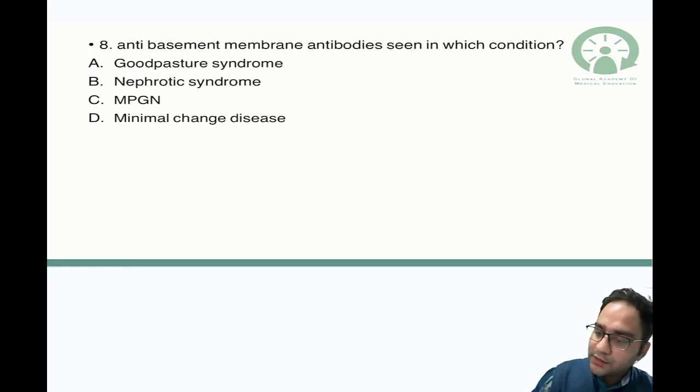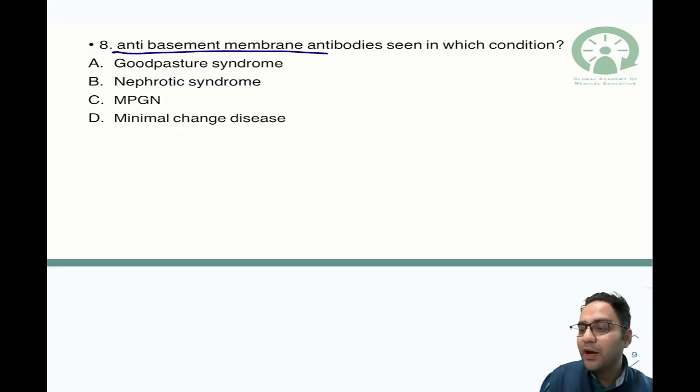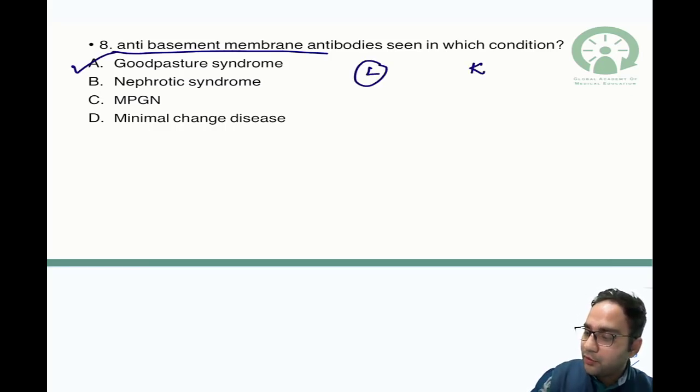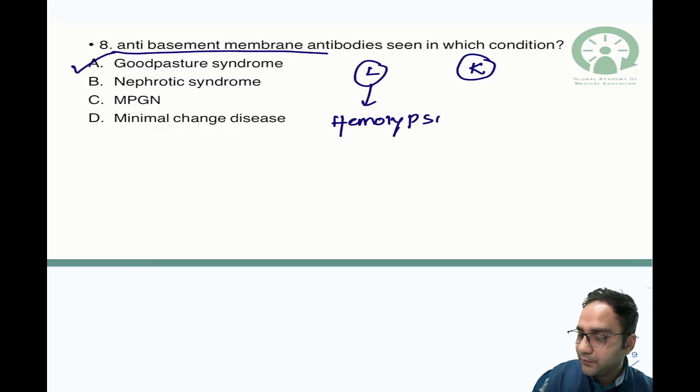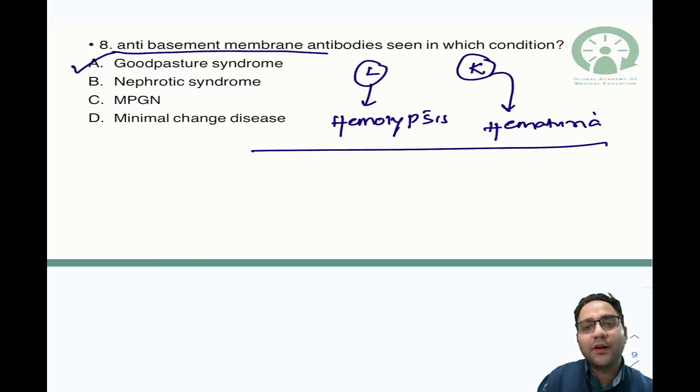Next, the question was asked on anti-basement membrane antibodies, seen in which condition? It is seen in Goodpasture syndrome, where you have involvement of lung and kidney at the same time. With lung, it presents with hemoptysis, and in kidney, it presents with hematuria. The recognition of this condition is very important.